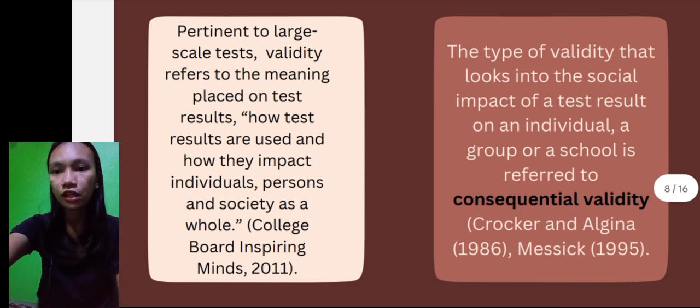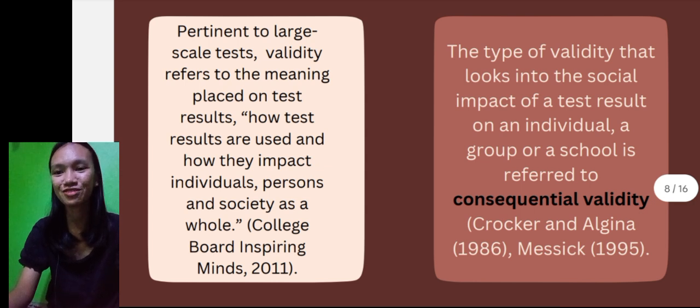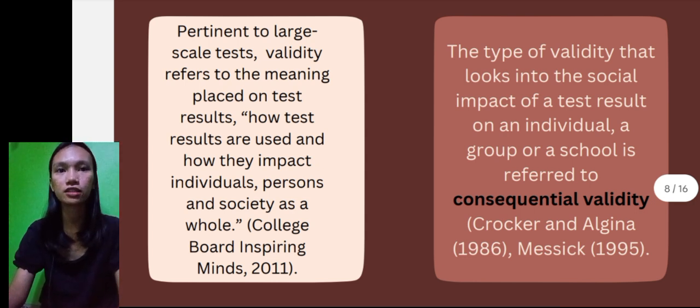So, the type of validity that looks into the social impact of a test result on an individual, a group, or a school is referred to as consequential validity. That specifically addresses the social impact of a test and its results on individuals, groups, or institutions such as schools. It refers to the consequences and implications of tests used specifically in large-scale or high-stakes testing scenarios.